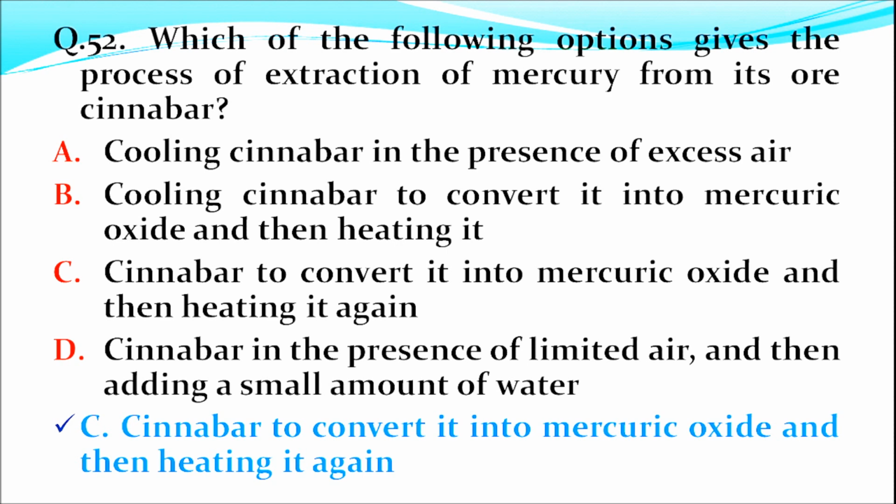Which of the following options give the process of extraction of mercury from its ore cinnabar? Option A. Cooling cinnabar in the presence of excess air. Option B. Cooling cinnabar to convert it into mercuric oxide and then heating it. Option C. Cinnabar to convert it into mercuric oxide and then heating it again. Option D. Cinnabar in the presence of limited air and then adding a small amount of water. So the process of extraction of mercury from its ore cinnabar, which is correct? Option C. Cinnabar to convert it into mercuric oxide and then heating it again. That is the correct answer.